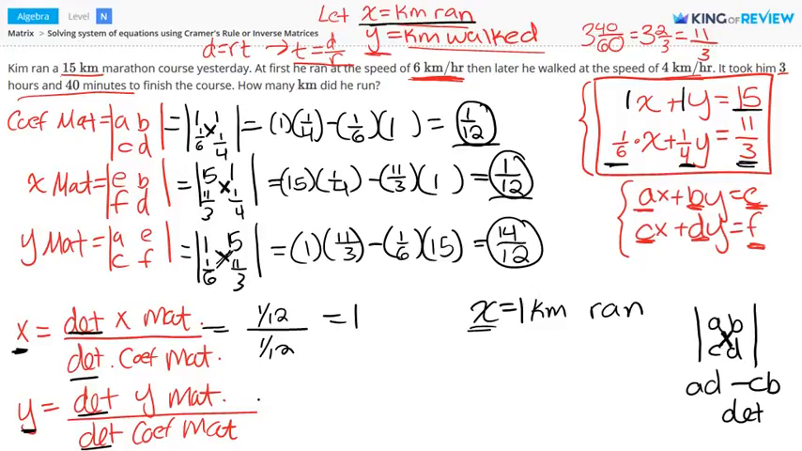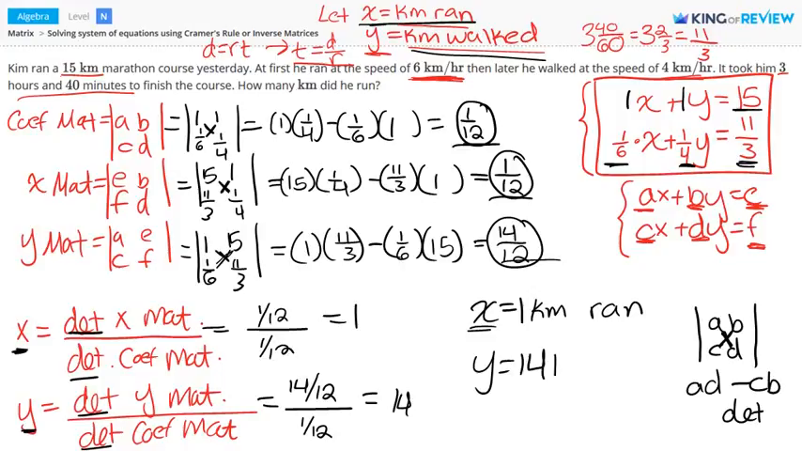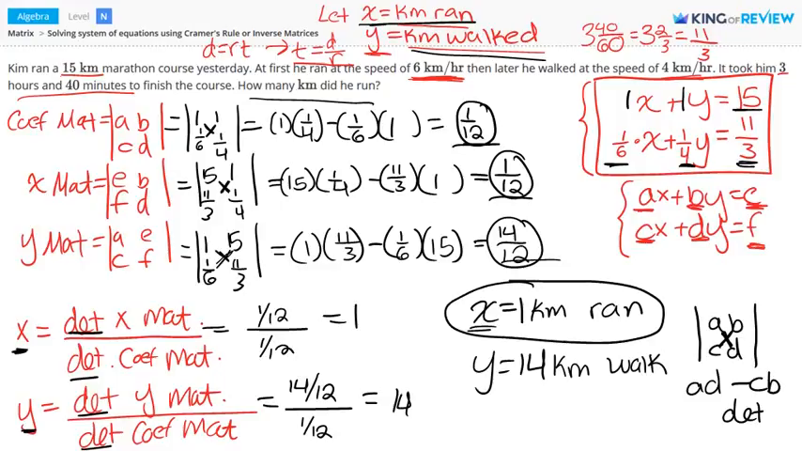And let's figure out what y is. The determinant of the y matrix, so we have 14 over 12, and this is divided by the determinant of the coefficient matrix. That was 1 over 12. So when we work this out, we have 14 divided by 12 over 1 over 12, and this equals 14. So y equals 14. And what did y represent? Well, that was the distance he walked. So 14 kilometers was what he walked. The question asks for how many kilometers did he run? And we figured that out here. It's 1 kilometer. Thanks for watching.